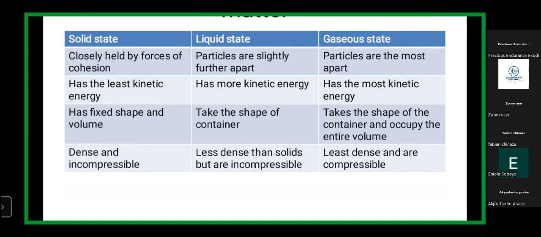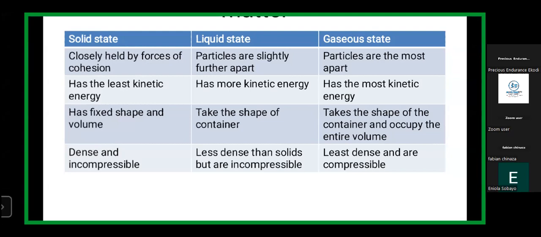Moving to the shape, solids have fixed shape and volume. We all know that. Once you see a solid, you know it has a shape. Then liquids do not have shape, but they take the shape of their container. And gases also take the shape of the container. But unlike liquids, gases occupy the entire volume.